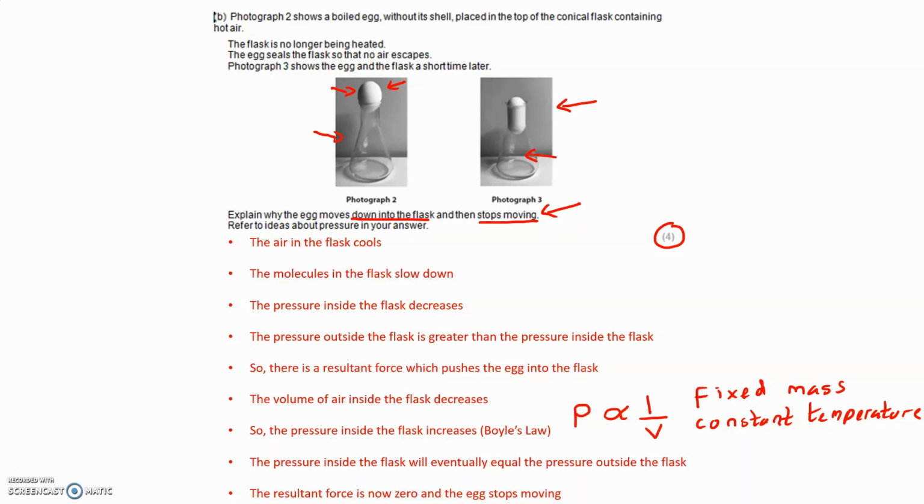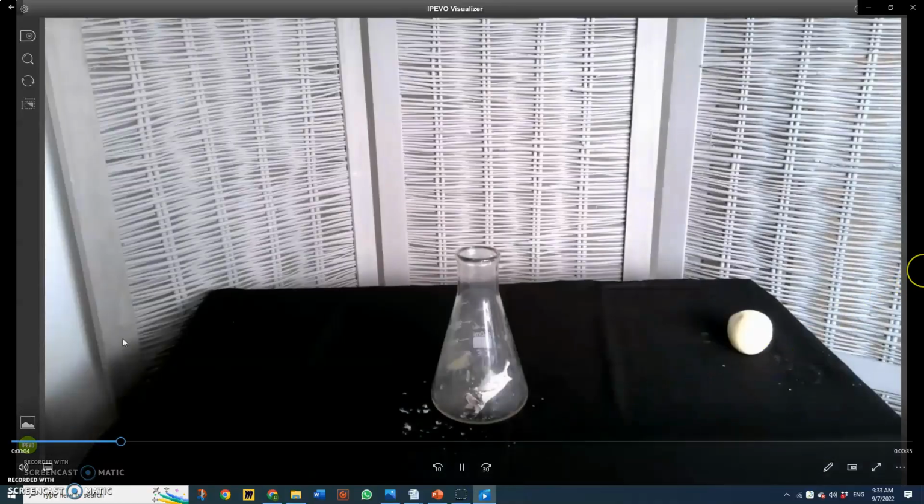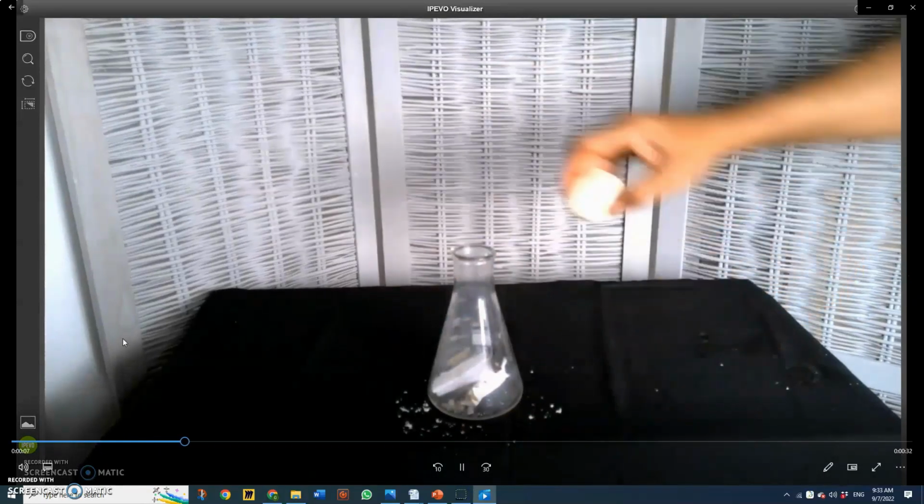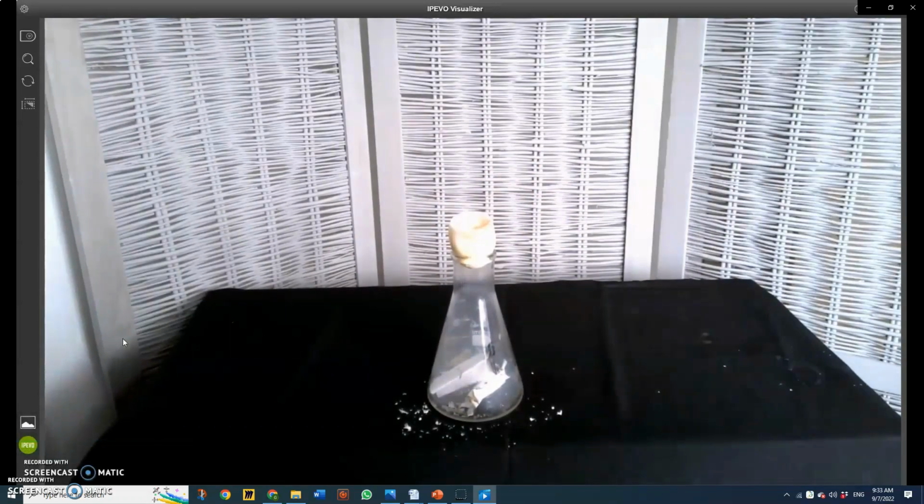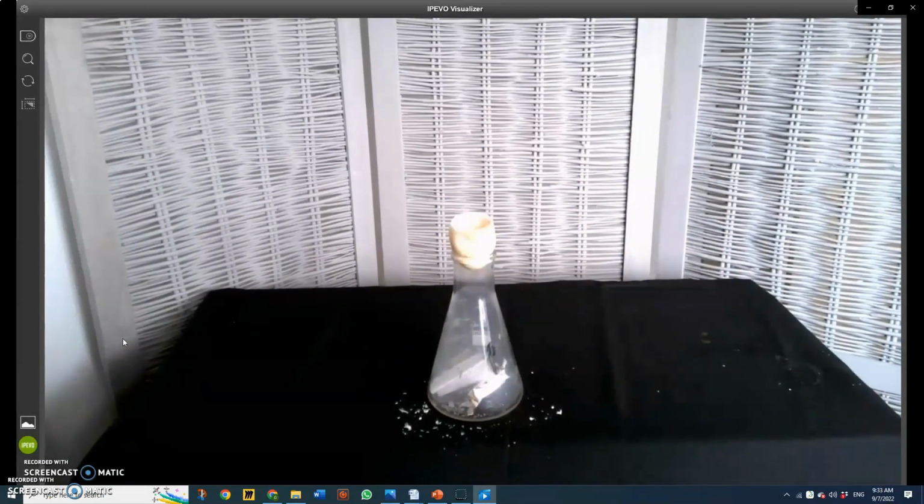And to add to this explanation, I've replicated this experiment with a boiled egg being sucked into the conical flask, and then eventually it stops moving. So we'll move on to that video, and you'll see this experiment actually happening. I'm going to add a burning piece of paper into the flask, put the egg on top. Now the heat from the burning paper drives some of the molecules out of the flask, reduces the pressure inside the flask, and the pressure of the air outside of the flask pushes the egg in.